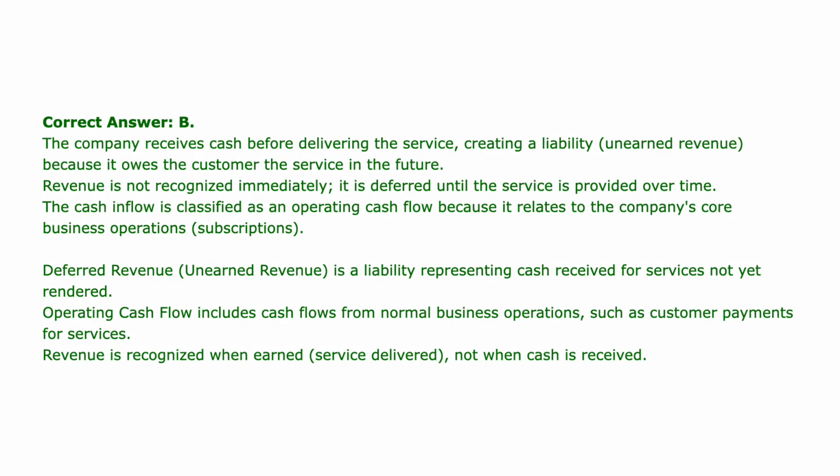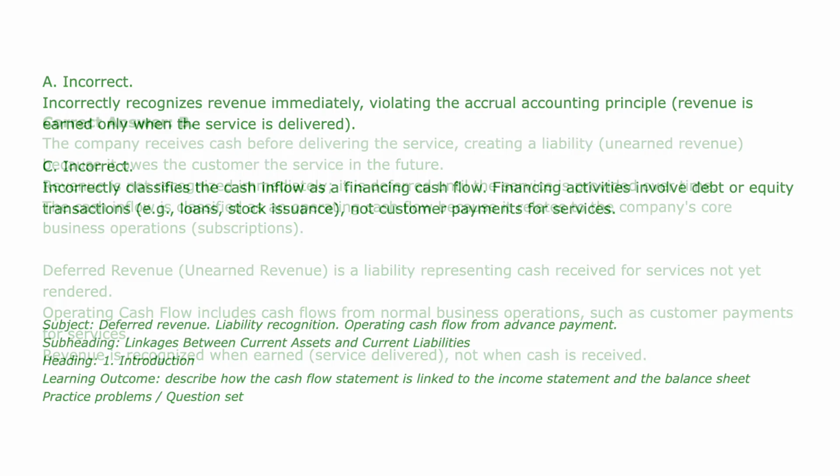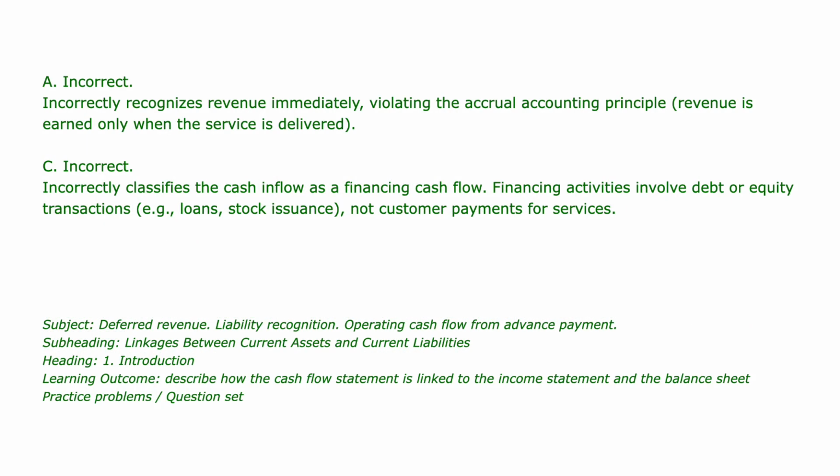Cash received before service delivery creates a liability, unearned revenue, and revenue is deferred until the service is provided. Operating cash flow includes cash from normal business operations like customer payments. A. Incorrect. Revenue recognition error violates accrual accounting principle. C. Incorrect. Cash inflow from customer payments misclassified as financing activity.